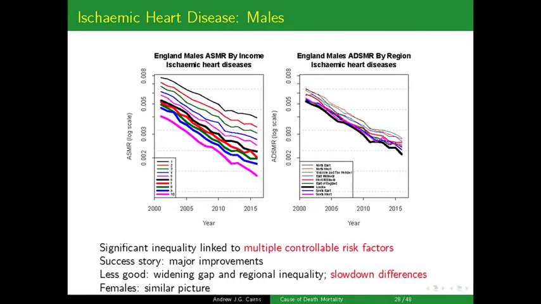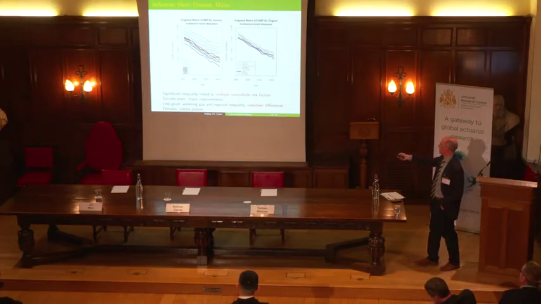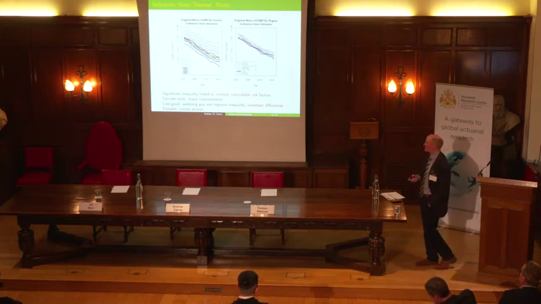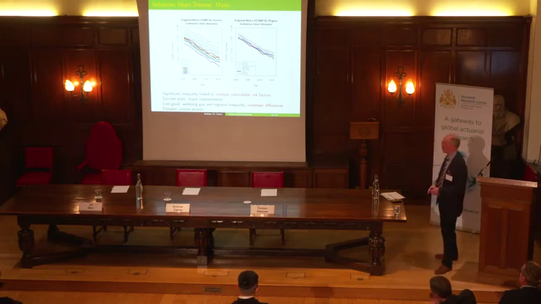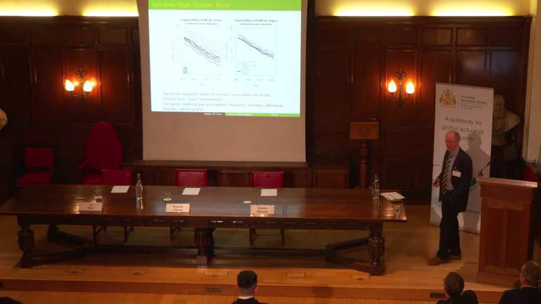We can move next to ischemic heart disease, and the difference here compared to lung cancer is that there are now multiple controllable risk factors, so diet, exercise, and things like that. You can also see that compared to lung cancer, there's a steep downwards trend. Amongst all causes of death, this is one of the ones that has the steepest trend down. But again, as you might expect, because of these controllable risk factors, there are big inequalities between the different groups, and these inequalities are again widening. And also, again, significant differences between the regions.